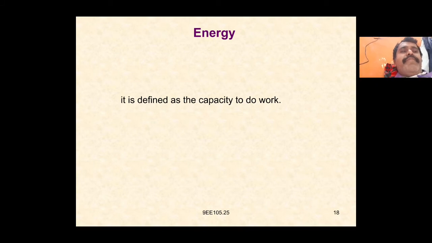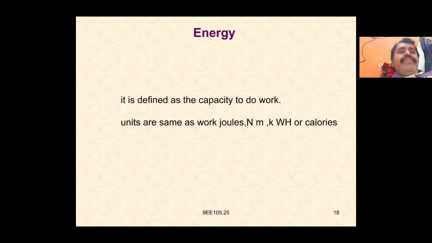Energy is defined as the capacity to do work, or the entire amount of work done. In an electrical system, it is the energy. The units are the same as work: joules, Newton meter, kilowatt hour or calories.